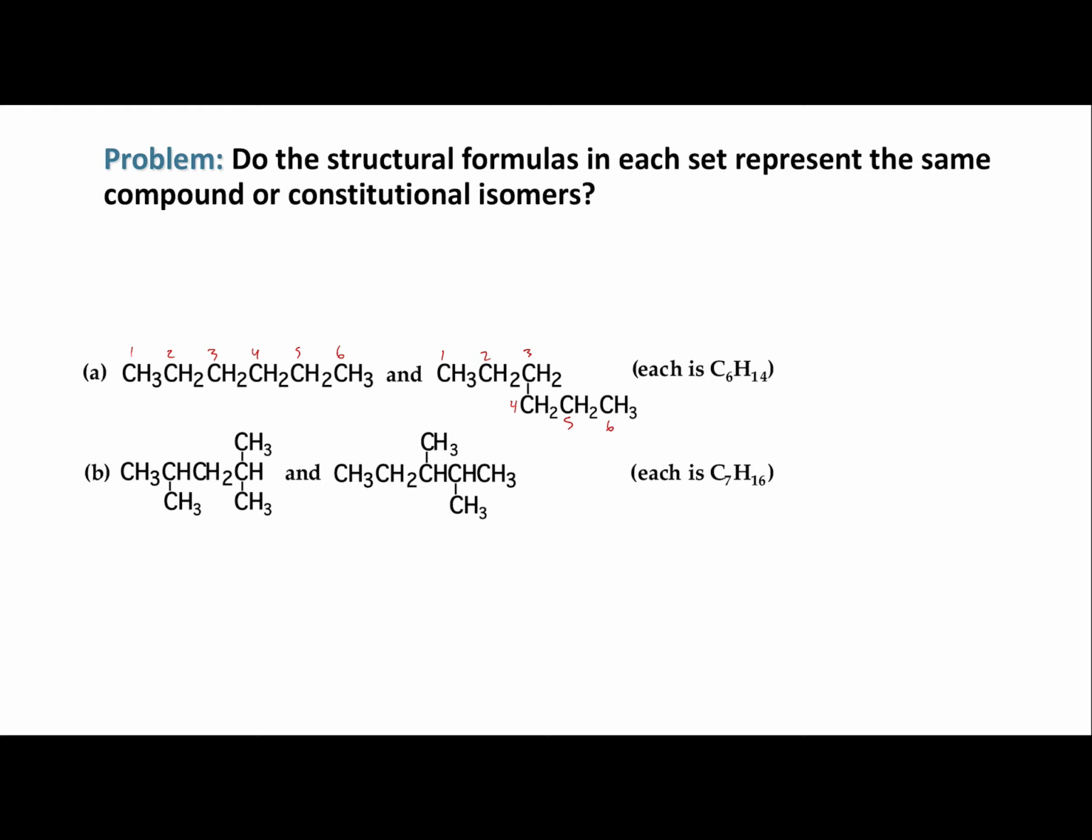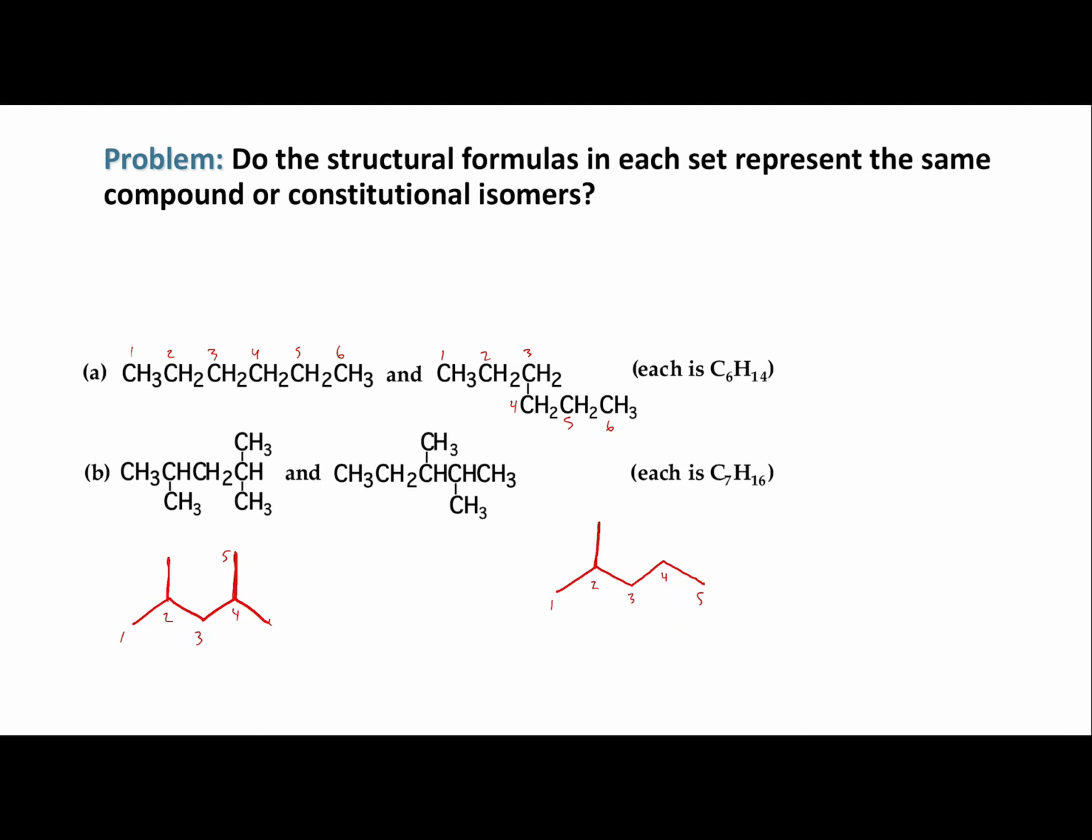What about B? These are constitutional isomers. So we can see it best when we sort of redraw this. 1, 2, 3, 4, 5. So we have a chain of 5 carbons, and we can see that there's a branch on the number 2 and on the number 4. And if we look at this other one, we can see that there's a branch on the number 2.